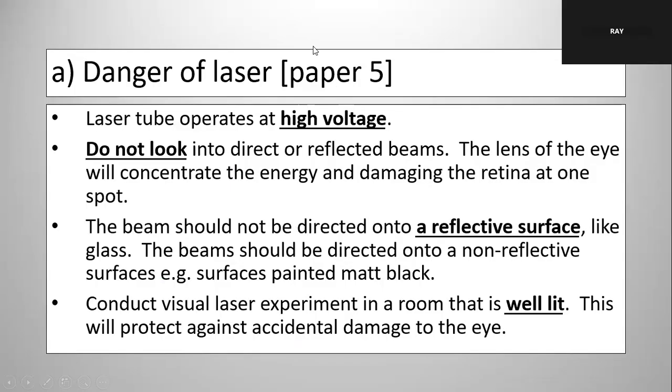Danger of laser. This one you need to know for your paper 5. Laser tube operates at high voltage. Do not look into the direct or reflected beam. The lens of the eye will concentrate the energy and damage the retina at one spot. The beam should not be directed onto a reflective surface like glass. The beam should be directed onto a known non-reflective surface, for example, a surface painted matte black.